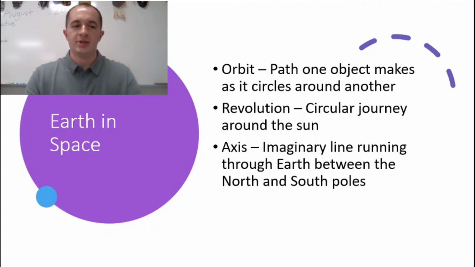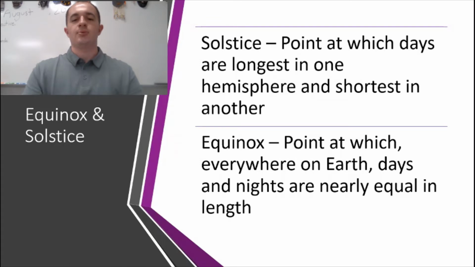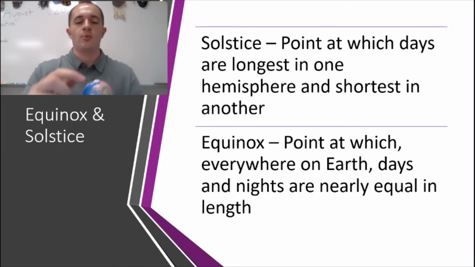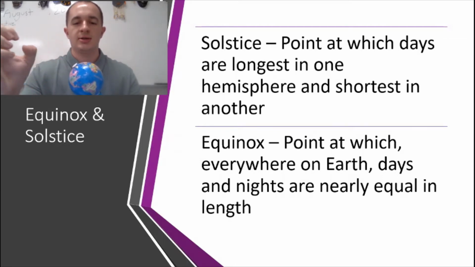We also have the equinox and the solstice. So these are days once a year where either the pole or the equator is pointed most directly at the sun and gets most direct sunlight. So the solstice is the point at which days are longest in one hemisphere and shortest in another. So when our Earth on its tilted axis has one pole pointed more directly at the sun, so if this is the sun pointing towards the Earth, while the North Pole is getting most of the sunlight, the South Pole will not.